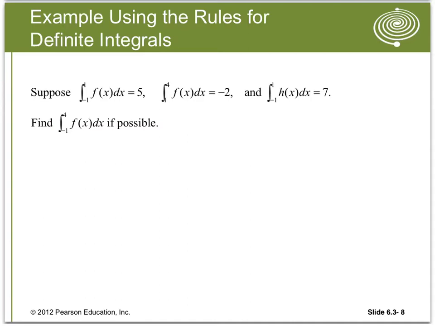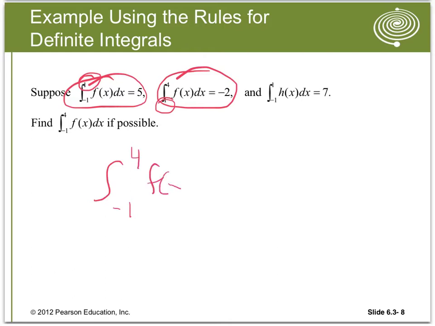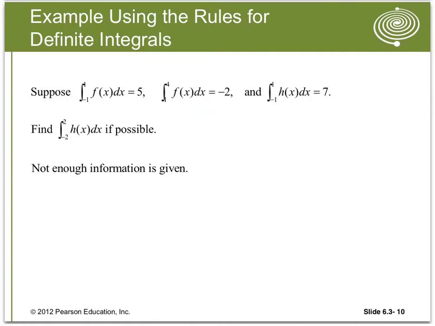How about this one? Find the integral from -1 to 4 of f(x), if possible. Well, we know from -1 to 1 it's 5, and then from 1 to 4 it's -2. So since that upper limit of integration is the same as this lower limit of integration, we could combine those together and find the integral from -1 to 4 of f(x) dx just by taking 5 plus -2. So my final answer here is 3.